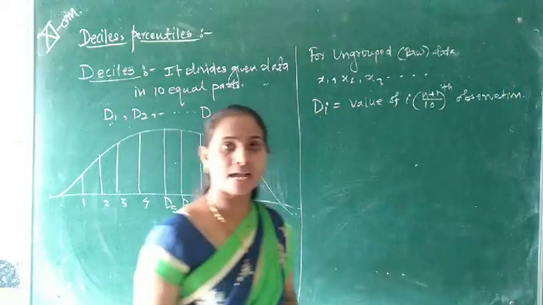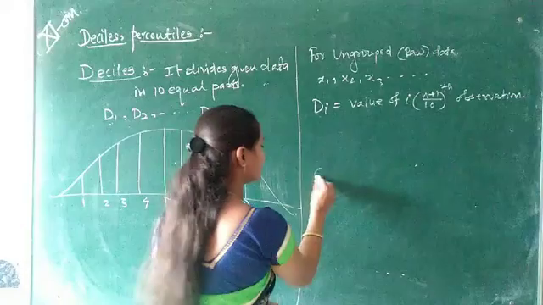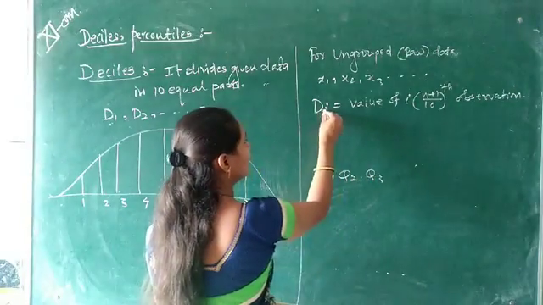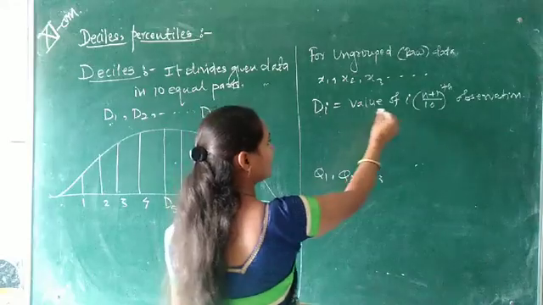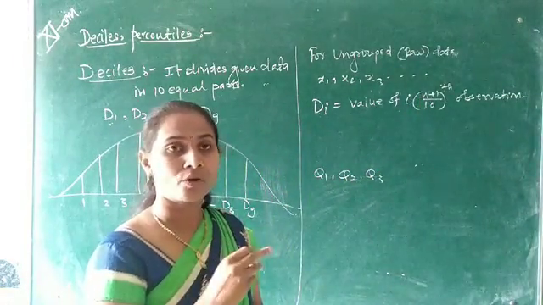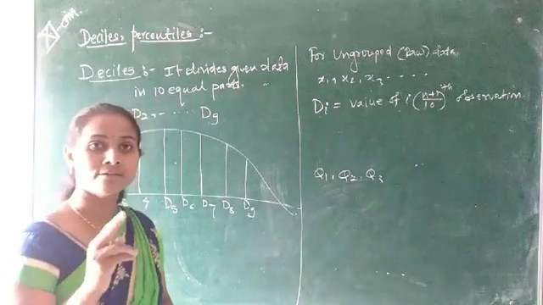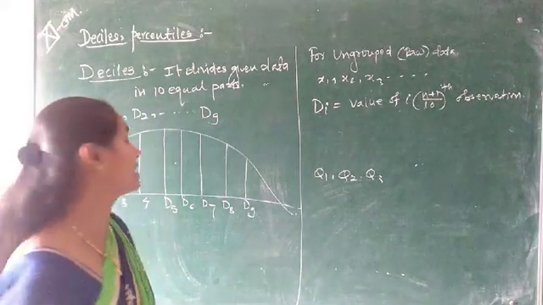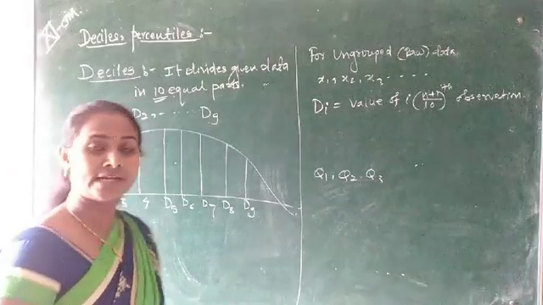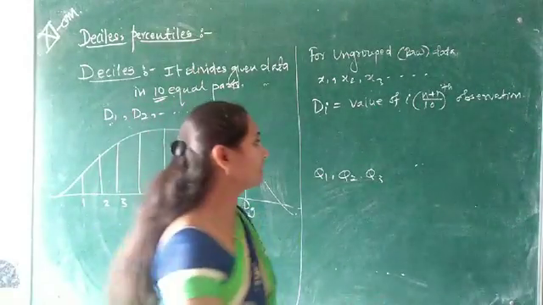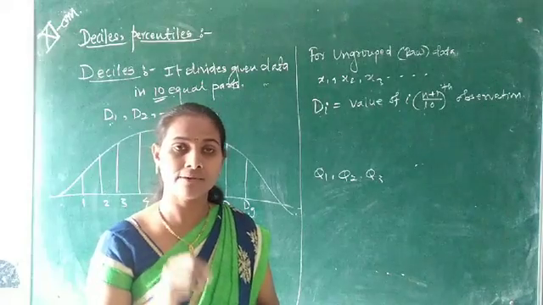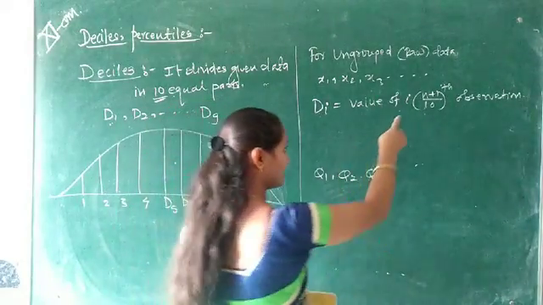Now in quartiles, what did we write? Which quartiles are there? Q1, Q2 and Q3. So there I take Qi is equal to the value of i into (n plus 1) upon 4. Why am I dividing by 4? Because quartiles divide the data in 4 equal parts, and here deciles divide the data in 10 equal parts. So while finding deciles, we have to divide by 10, and if we find the quartiles, then we divide by 4. Remember that.